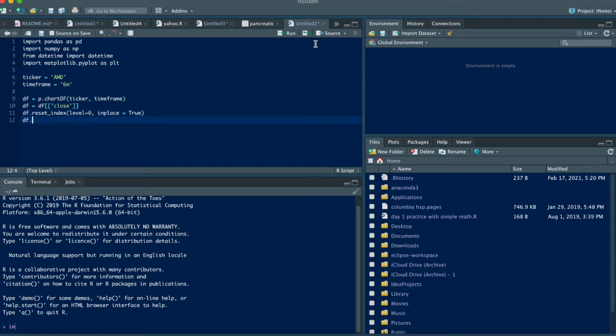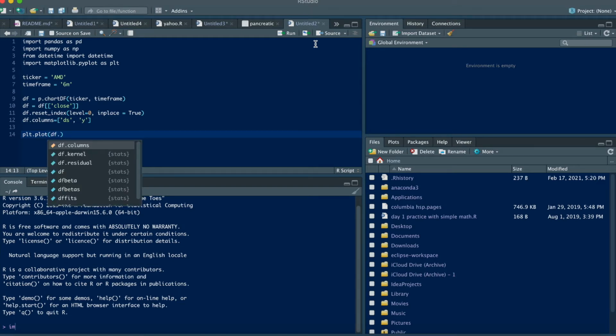Now we have to do our columns. So our columns is equal to ds, and we're going to do a comma for y. So now we're going to have to plot it. What we're going to write is plt.plot, and then just write df.ds, comma df.y, and then we're going to have to do a label.